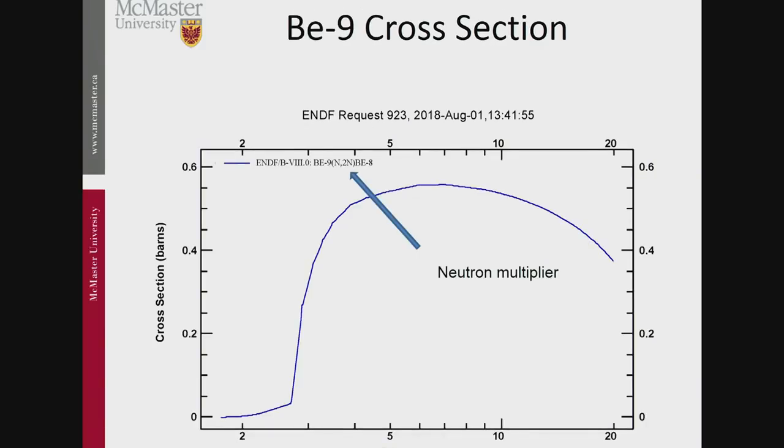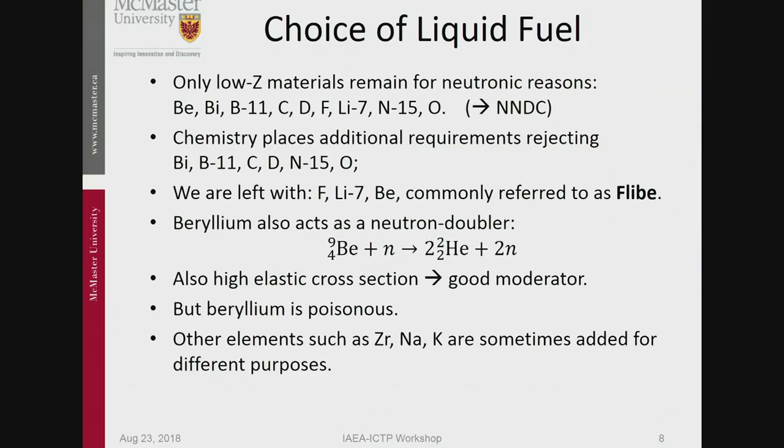Then beryllium is another one, which I come back to in a moment. So then there's chemistry. Chemistry rejects bismuth, boron-11, carbon, deuterium, nitrogen-15. Why would we only talk about nitrogen-15? By now you know that, right? It's obvious. Because nitrogen-14 would absorb neutrons again, you don't want that.